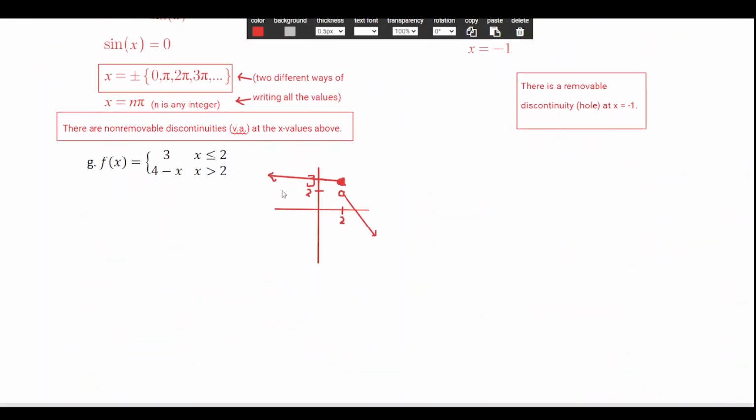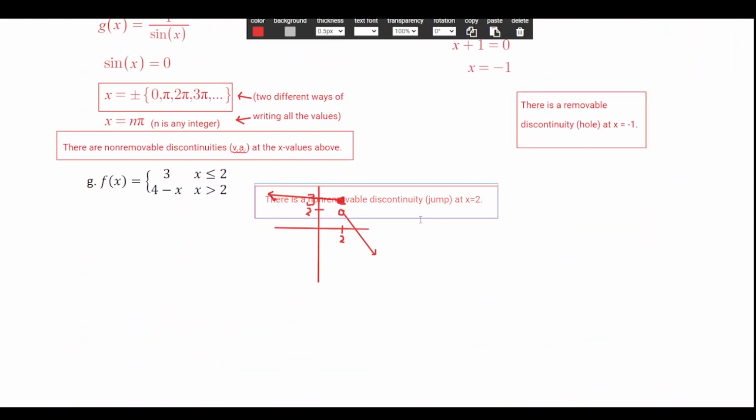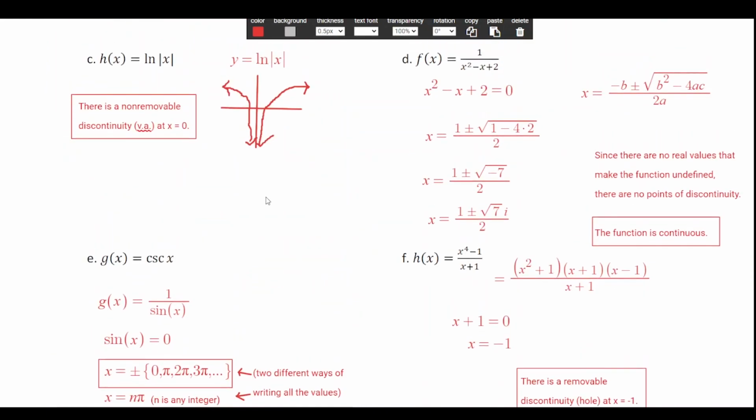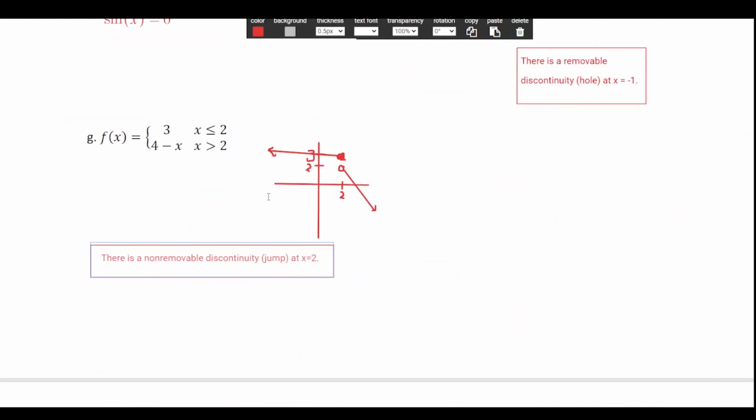So we do have that discontinuity at x. Actually, it's the exact same answer here. It's at 2. Look at that. So yeah, so there you go. So there's g. And that finishes off the first page here. So let's take a look at the next page.